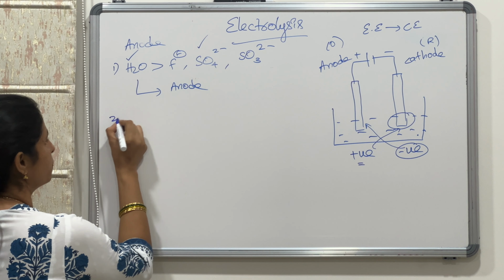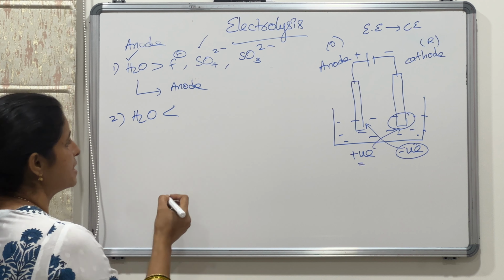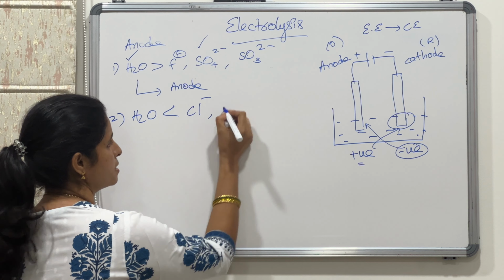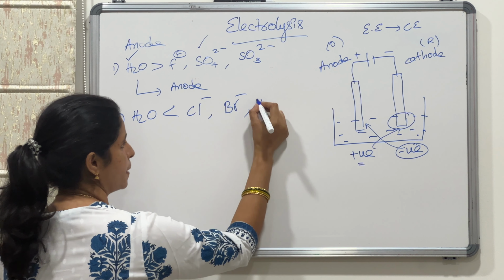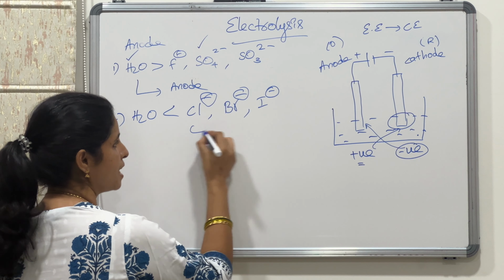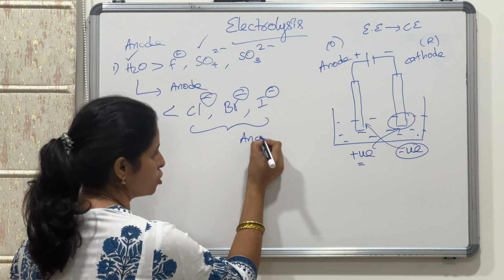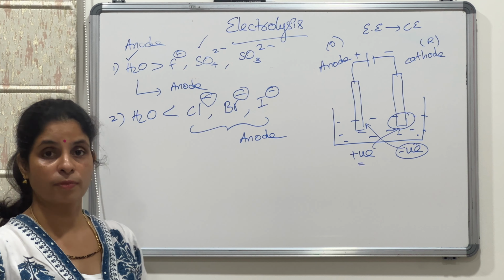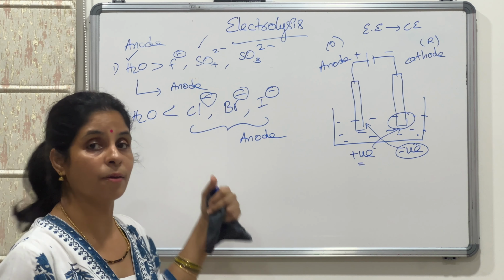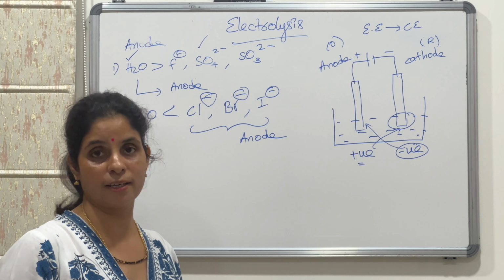And rule number 2. If the oxidation potential of water is less than that of Cl minus, Br minus, I minus, then these ions will go and deposit at the anode. This is rule number 2. These rules are applicable only in the case of inert electrodes.